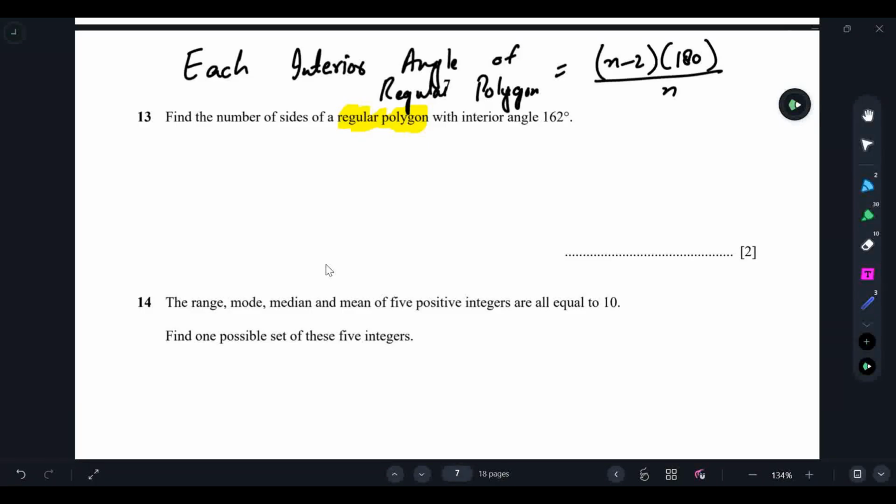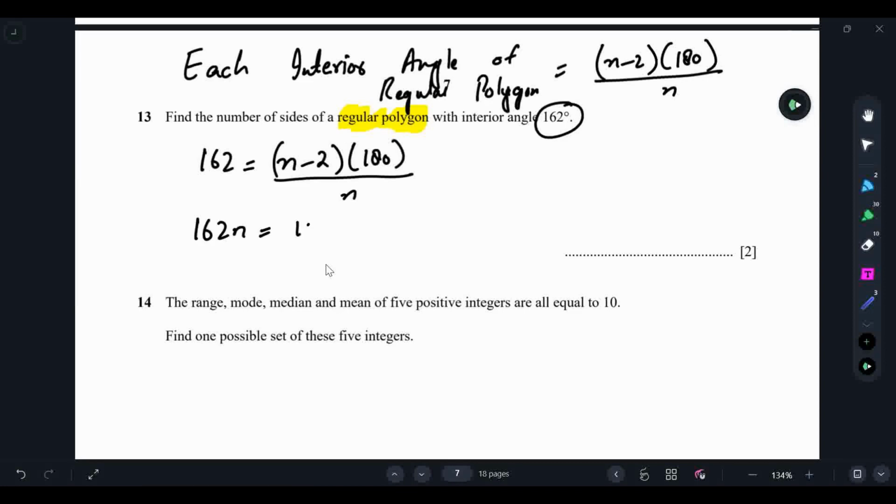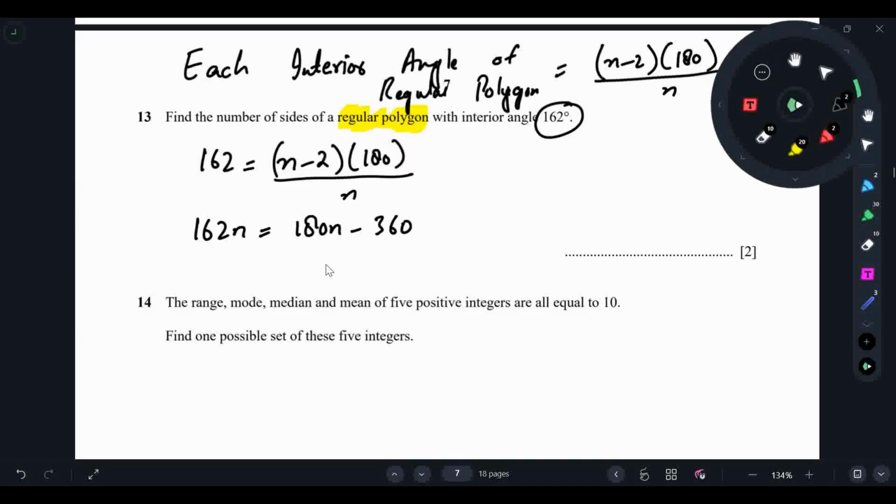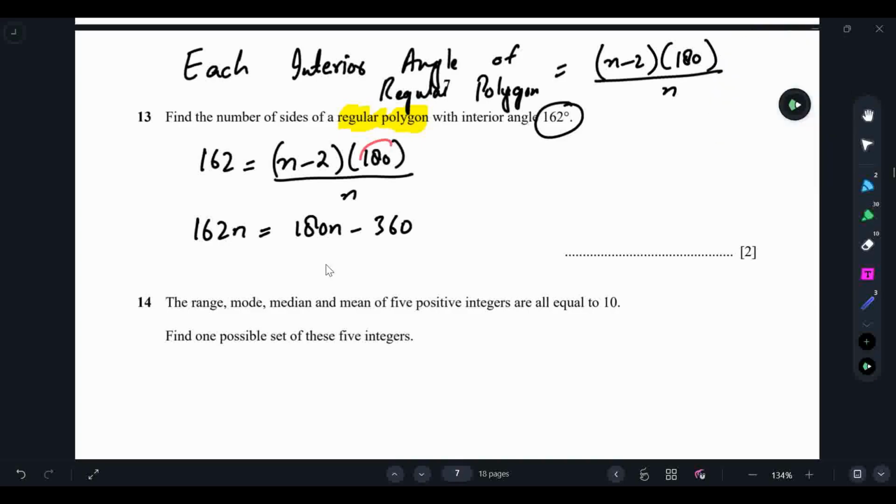Now we know that each interior angle of the polygon is given to us. So 162 is equal to (n minus 2) into 180, whole divided by n. Now if we simplify it, this will be 162n is equal to 180n minus 360, because we need to multiply 180 with n and 180 with 2.